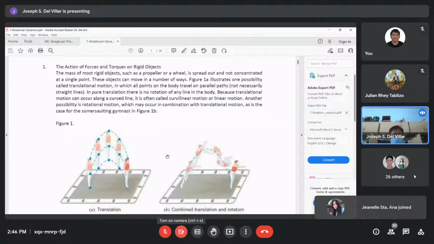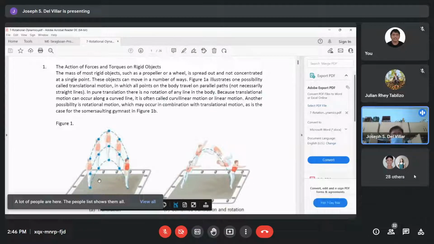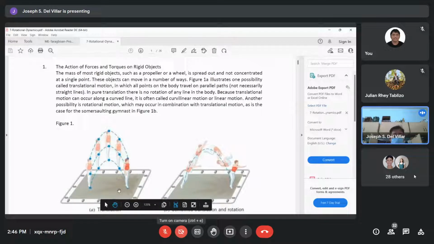So if we refer to figure 1, this is one possibility called translational motion, wherein all points on the body travel on parallel paths, but not necessarily straight line. No? Basta parallel yung path nila. Now, in pure translation, there is no rotation of any line in the body because translational motion can occur along a curved line. It is often called curvilinear motion or simply linear motion.